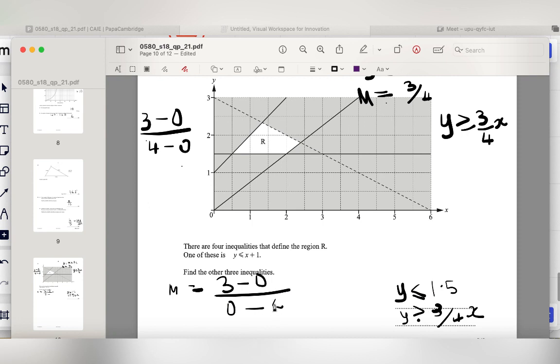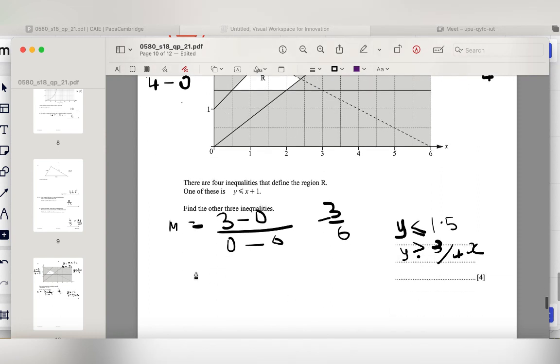Over 6, minus 6. So this will ultimately give us 3 over negative 6, or minus 3 over 6. Minus 3 over 6 can be reduced to minus 1 over 2. Minus 1 over 2, so that's our gradient.